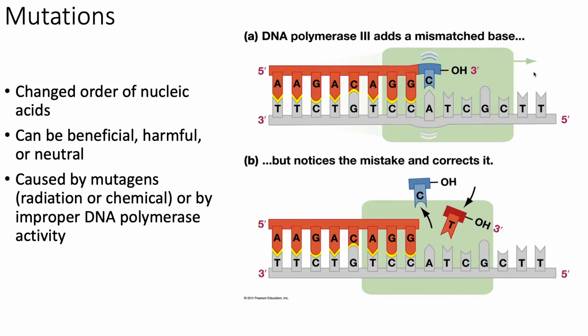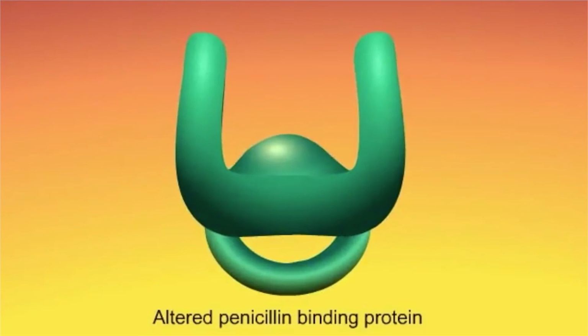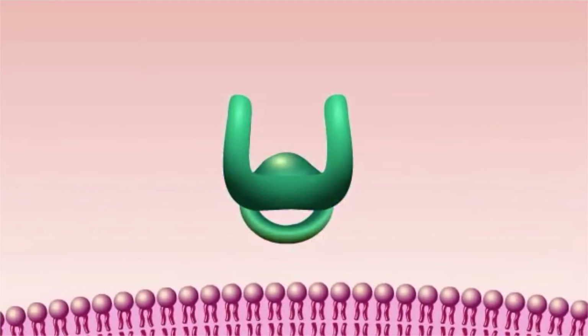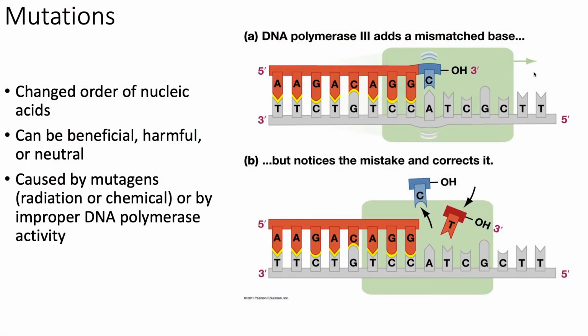That would still be a mutation, but they could be neutral if they're not really doing anything. There are hypothetical beneficial mutations. The best example of that would be antibiotic resistance in a bacteria, where they're able to mutate where an antibiotic would normally bind to, let's say, penicillin binding protein, and you can mutate that penicillin binding protein so that penicillin won't bind to it and won't break it. So that would be a beneficial mutation.